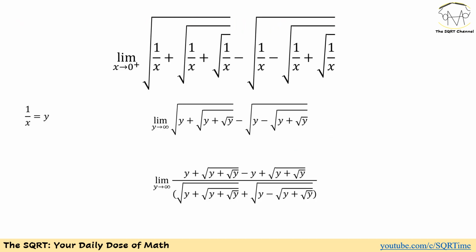To solve this problem, we are going to replace 1 over x with y. Let's do that to simplify the problem a little bit. The current equation is kind of very scary. Now if we replace 1 over x with y, then x is not going to limit towards 0 from the positive side. It's going to move towards infinity.